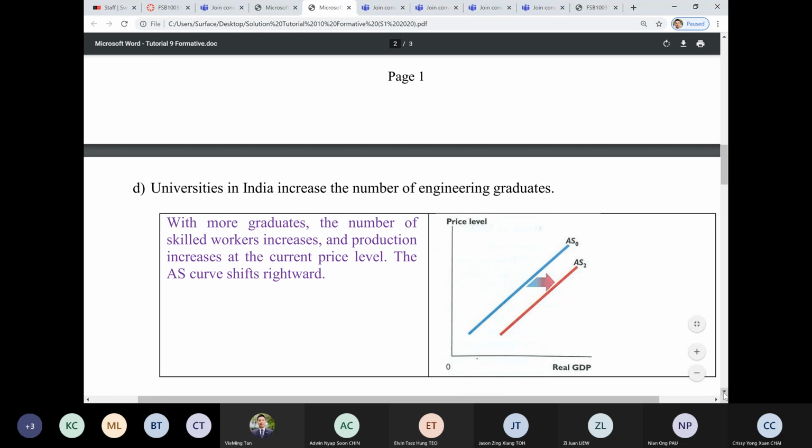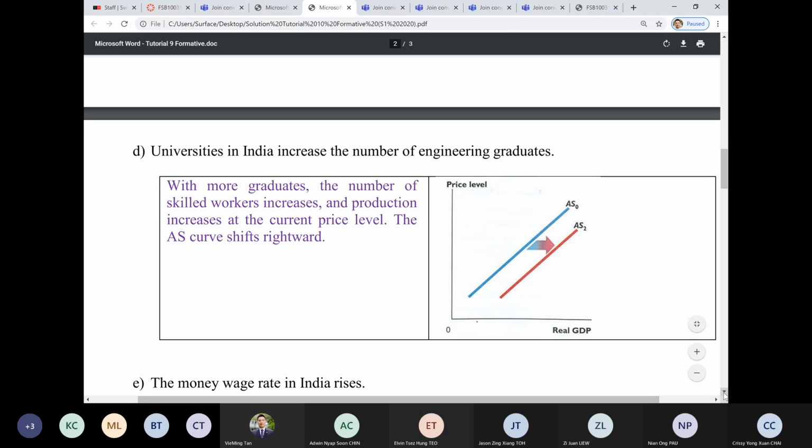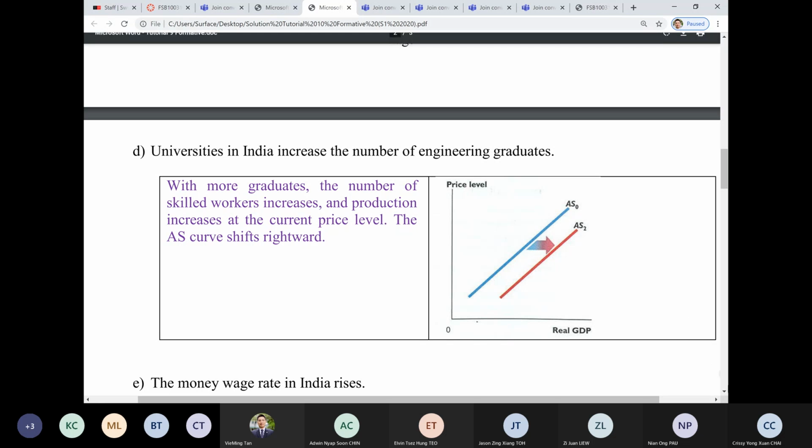Okay, because when the human resources quality is better, that means this will also have better productivity of those workers, higher productivity. So this will shift the aggregate supply curve to the right-hand side. So bear in mind, this is not because of the price level, but because the quality of the human capital in India now is better. Okay.